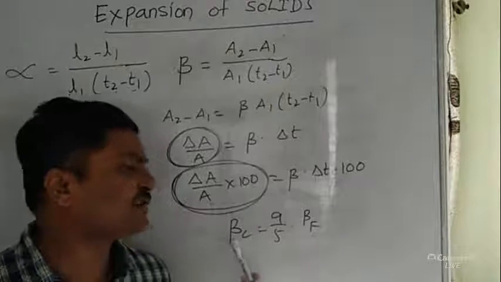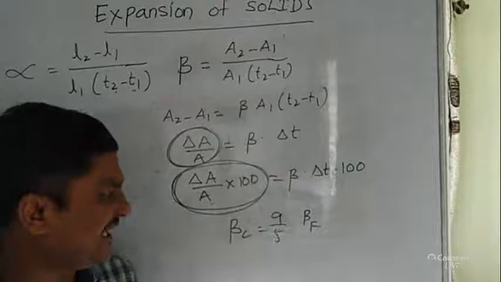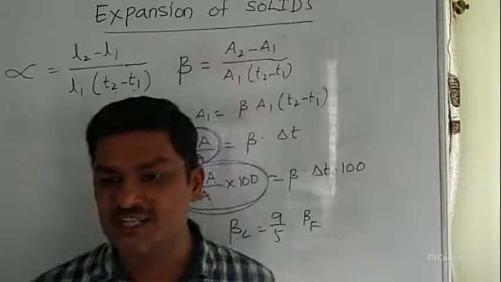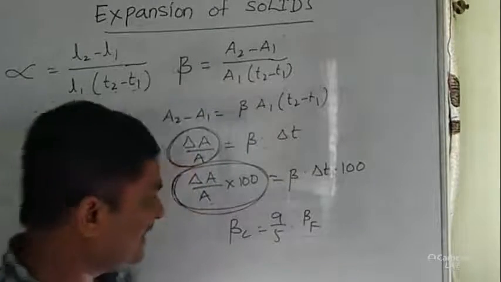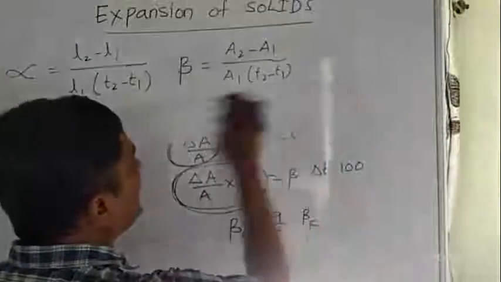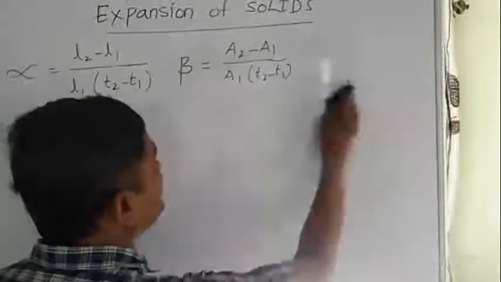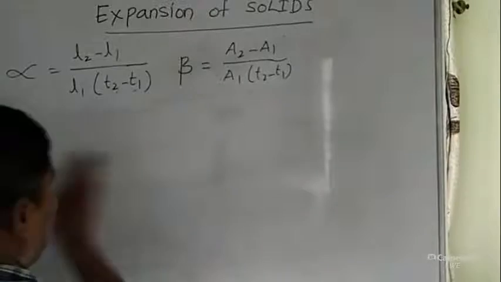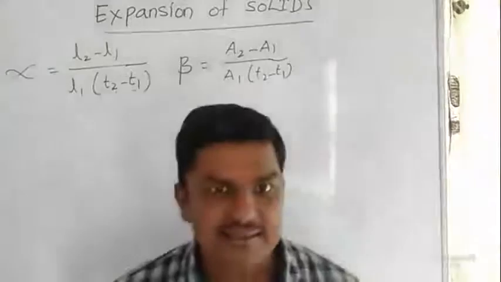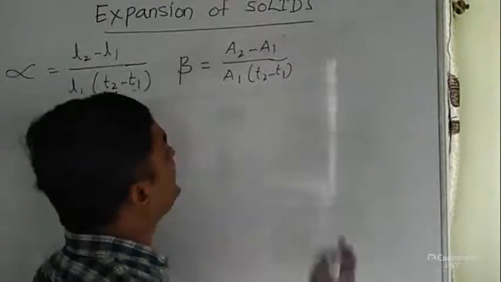Okay, so beta C is the coefficient of areal expansion when temperature is measured in the centigrade scale, and beta F is the coefficient of areal expansion when temperature is measured in the Fahrenheit scale. Okay, next one, consider a three-dimensional object, a three-dimensional solid. It has length, breadth and height, so I have to consider the volume.